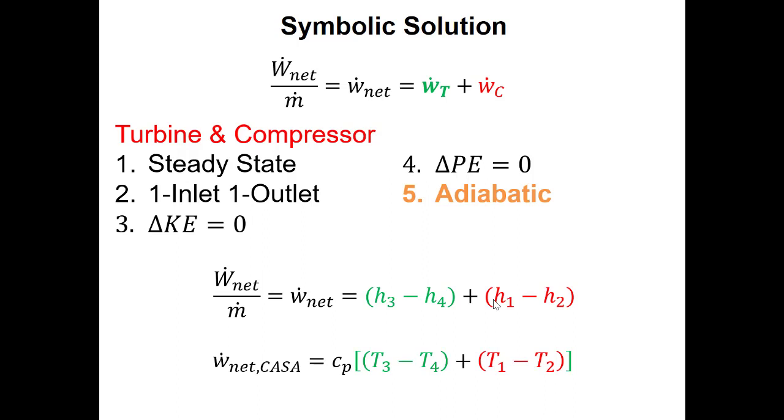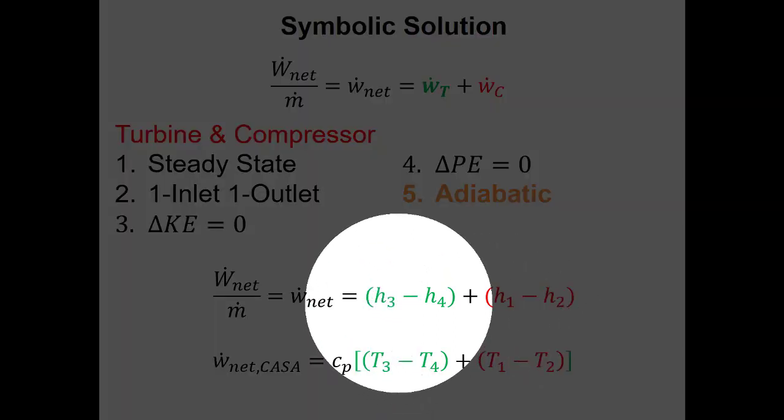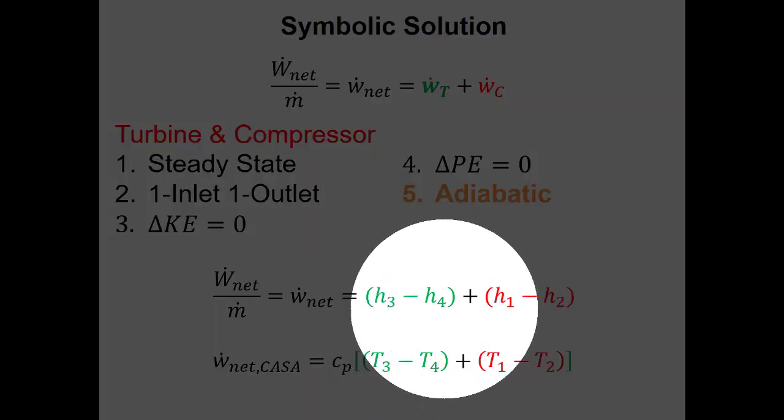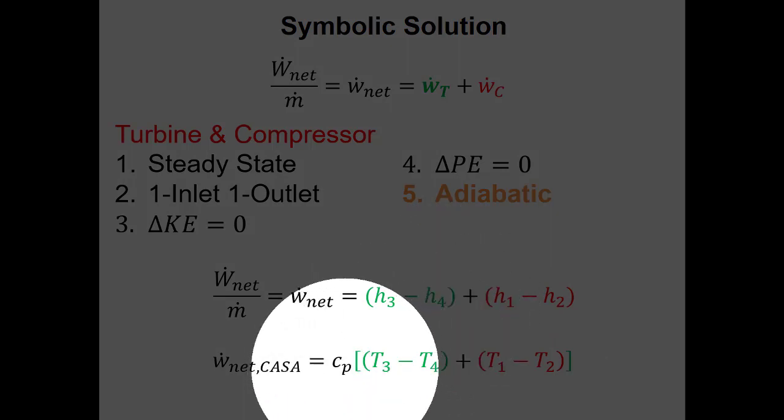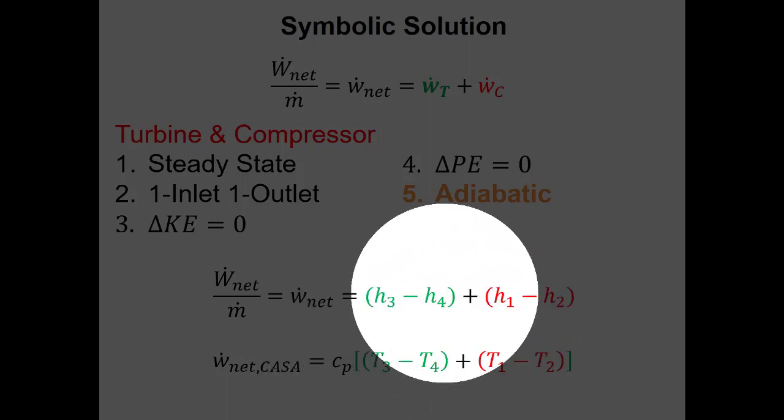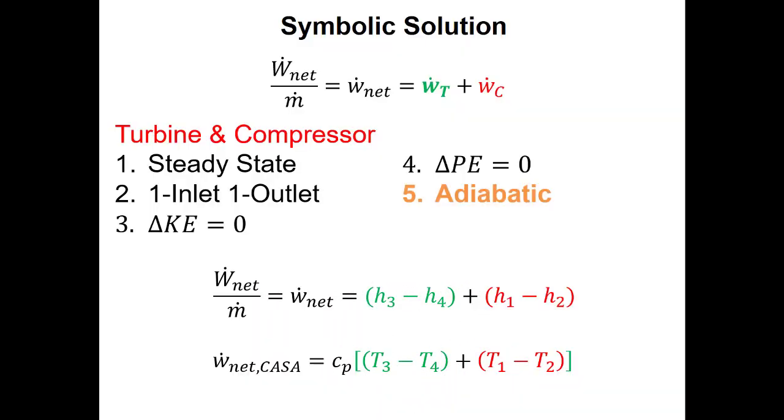If I was doing a cold air standard analysis, or if I was assuming constant specific heat, then these delta h's would both be Cp times delta T. When I do this, I assume that it's the same specific heat through the whole problem. So I pull that Cp out from both of these delta h's, and I get Cp times, all in brackets, T3 minus T4 plus T1 minus T2. So that gives me the net power per unit mass flowing through the system.